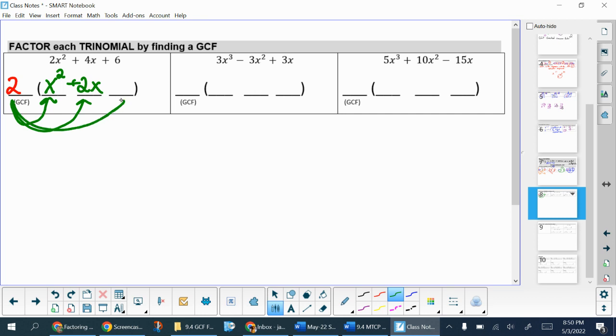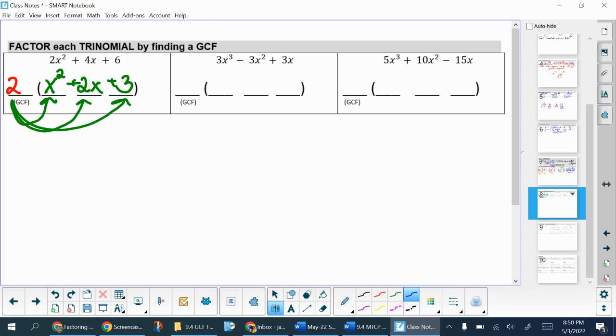And then the same thing with the 6. 2 times what makes 6? Well, positive 3. Make sure you're putting signs in there even though they're positive. This is one expression. We cannot leave those plus signs out, or we now have 3 separate expressions that don't have anything to do with each other.